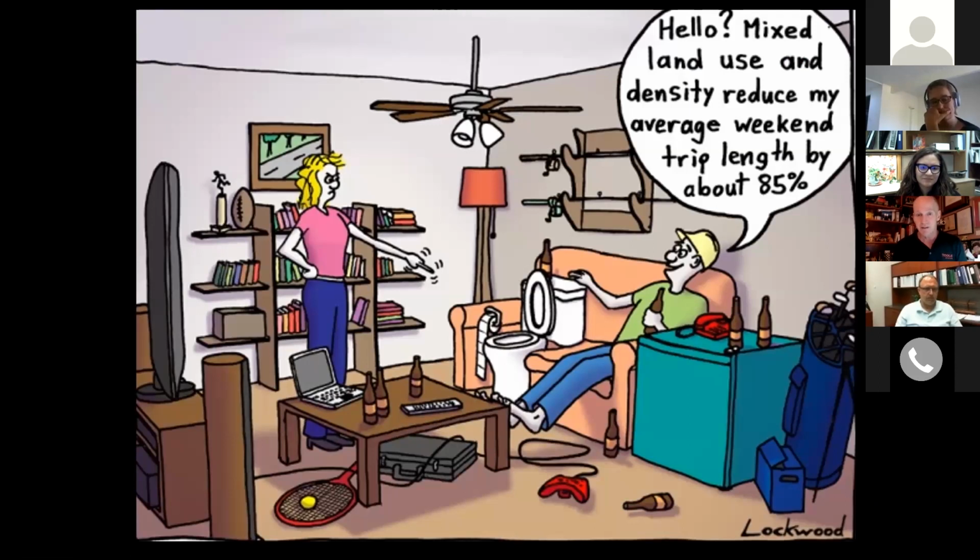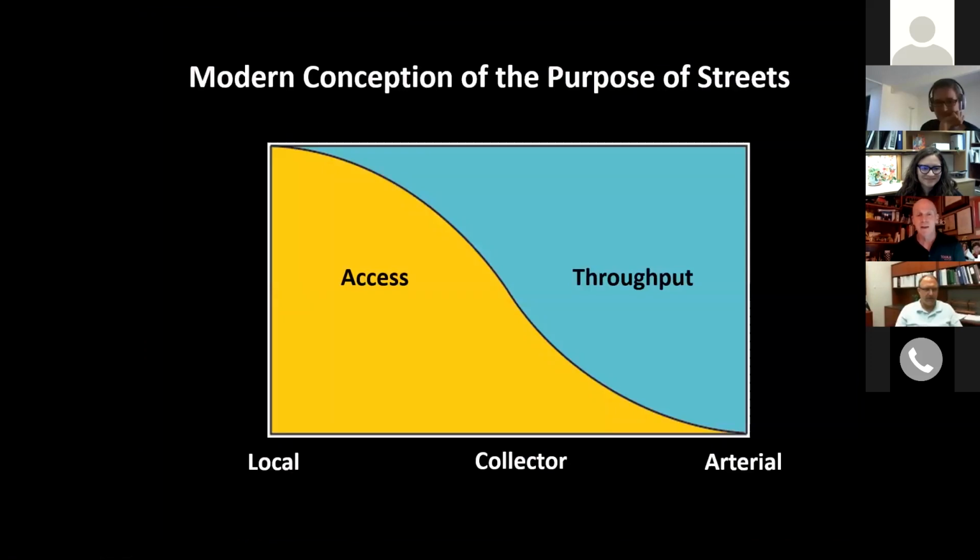And so I drew this cartoon to illustrate the idea of mixed use. Hello, mixed land use and density reduces my average weekend trip length by about 85%. And there's a guy sitting on the couch with everything he needs around him, a fridge, his console, and for fun, I drew a toilet in the couch. And anyway, his wife's not too happy with it in the cartoon. But the idea is that by bringing land use together, we can increase people's mobility. I just want to talk about arterials for a moment because your community is defined a lot by its arterials.